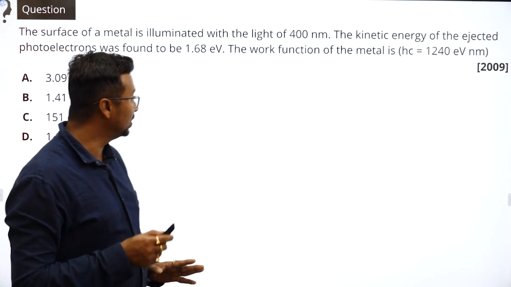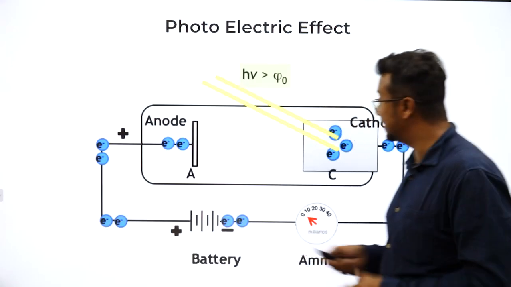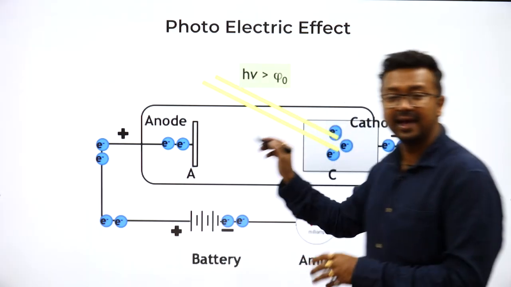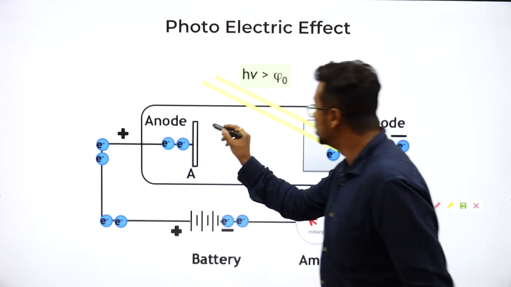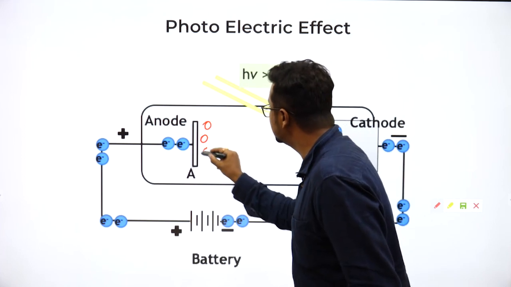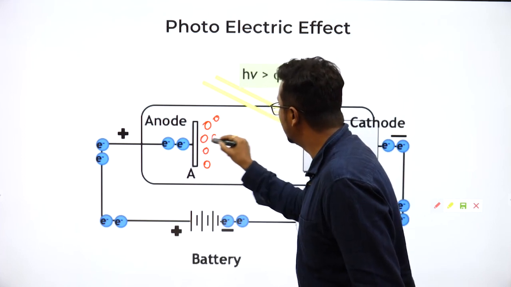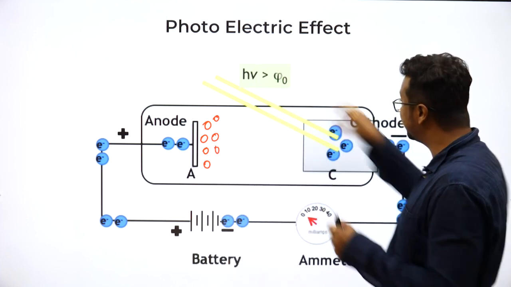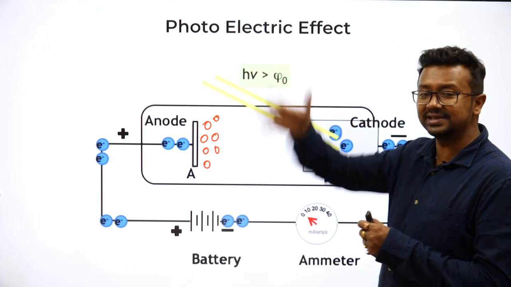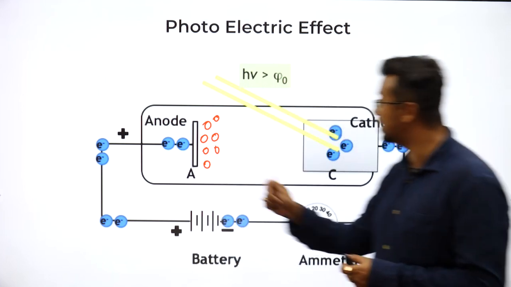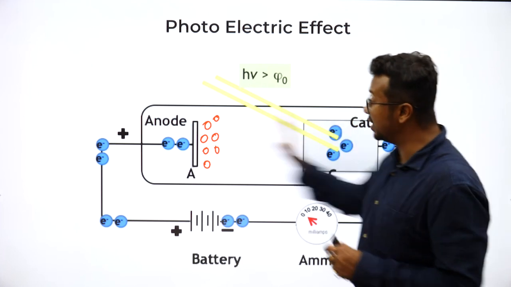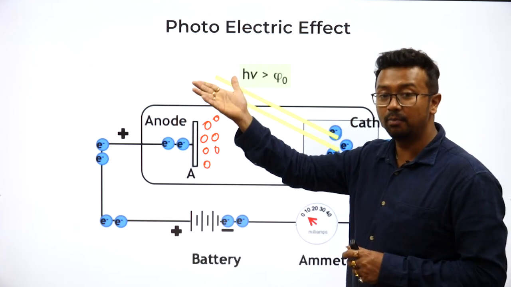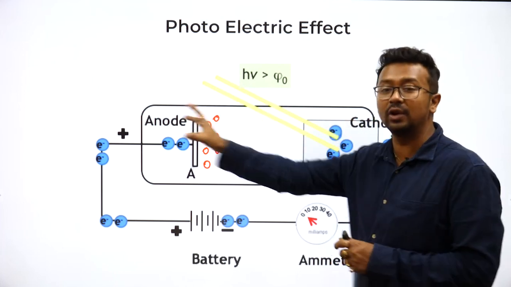Let us go back to this one. What did I tell you? The photoelectrons are getting liberated and they are getting attracted to the positive plate. So there will be a lot of photoelectrons here. As you keep increasing the voltage, more electrons are getting attracted towards this, because it is at a higher positive potential, so it will be able to attract more electrons.